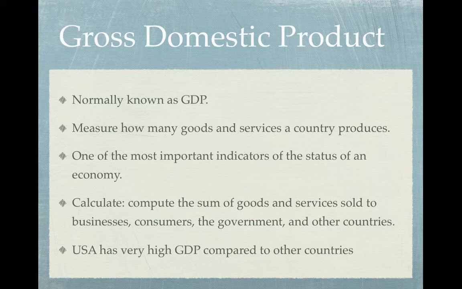So in order to calculate the GDP, you compute the sum of goods and services sold to businesses, consumers, the government, and other countries. So GDP is not necessarily going to be what you're exporting to other countries, but it's also any product that is being purchased by something or someone. And then, of course, in comparison to other countries, the United States does have a very high GDP compared to the other countries.